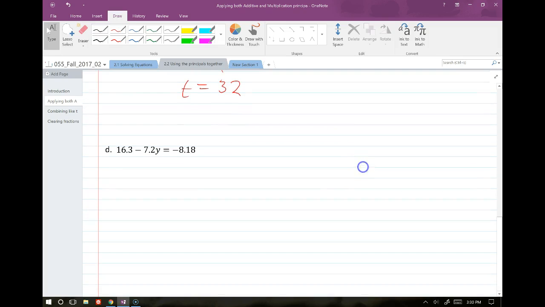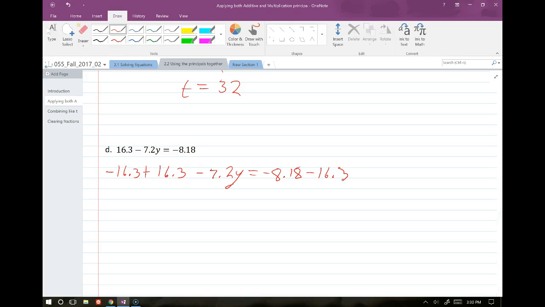All right, this guy here. What do we do first with this one? Add. Is it add? Oh no, subtract. Right, there you go. We gotta do opposites, right? So negative 16.3 plus 16.3 minus 7.2y equals negative 8.18 minus 16.3. I'm just gonna do that right here.